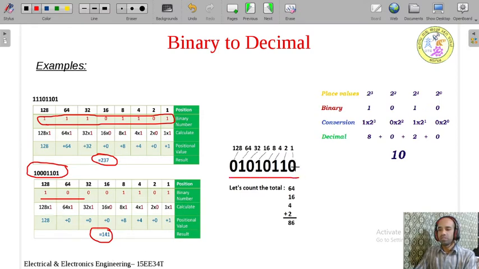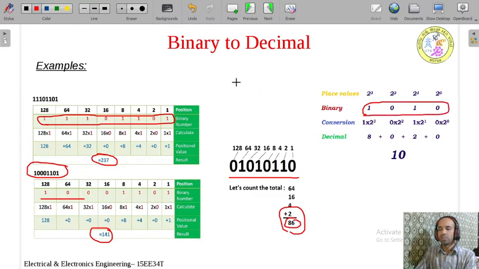One more example is available here. The same thing. The first value should be multiplied by 2 power 0. It is nothing but 1. The second value is multiplied by 2 power 1. 2 power 1 is 2. Then 2 power 2, 2 power 3, 2 power 4 and so on up to 2 power 7. Do the multiplication and then perform the addition. You will get the answer as 86. 86 is the answer.